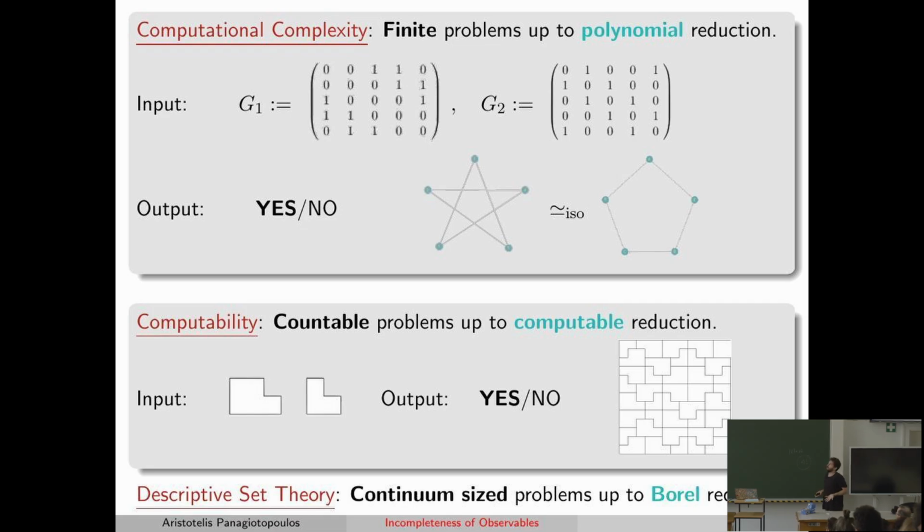Now, when we go to the infinite world, the first thing maybe we want to take a look at is computability. Computability is, again, very similar. It's a complexity theory where you study infinite problems, but countably infinite problems. And here, the right notion of reduction is computable reduction, right? So for example, maybe you care about tilings.